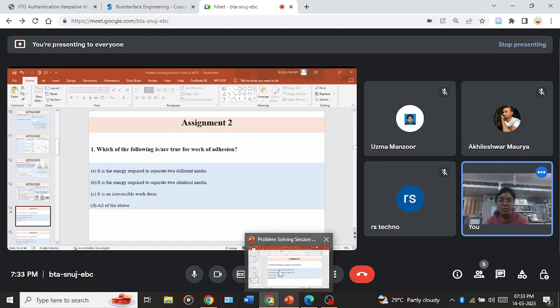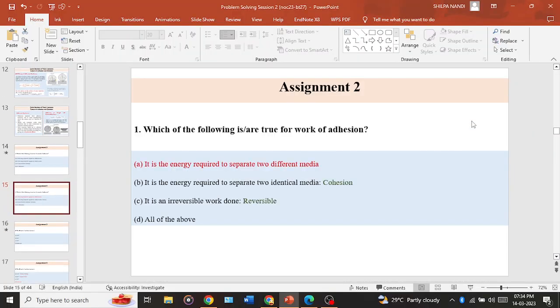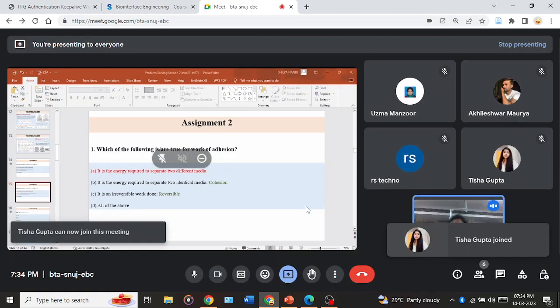Okay, let's now discuss the answer for it. So, work of adhesion is the energy required to separate two different media. Now, why are the other options not correct? We'll move on to that. Energy required to separate two identical media is termed as cohesion and not adhesion. Similarly, work of adhesion as well as cohesion are both reversible work done and not irreversible work done.